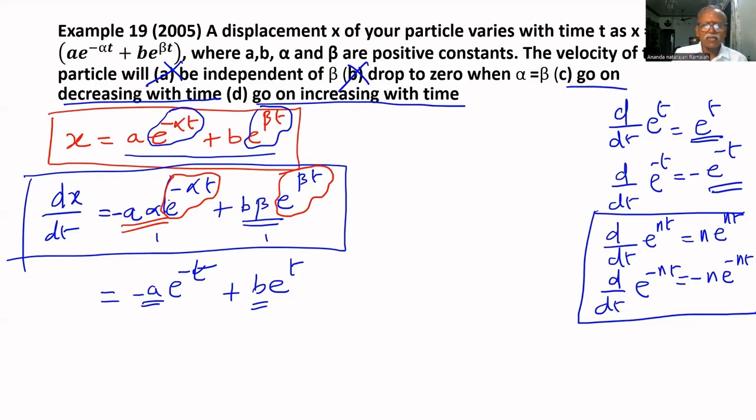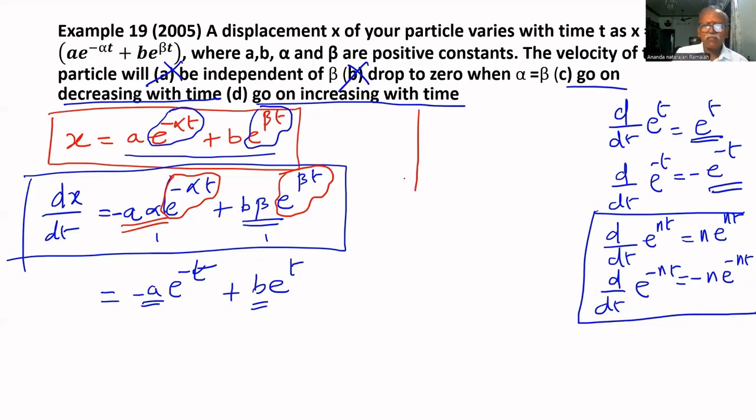So here, e power minus t means, to get the concept, all constants you assume to be 1. So what will you get for the equation? The equation will be minus e power minus t plus e power plus t.